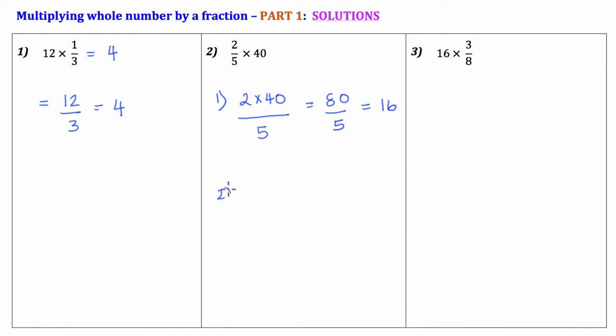The other way we can think of it is we know that 1/5 of 40 equals 8. So 2/5 of 40 must be double of 8, which is equal to 16.